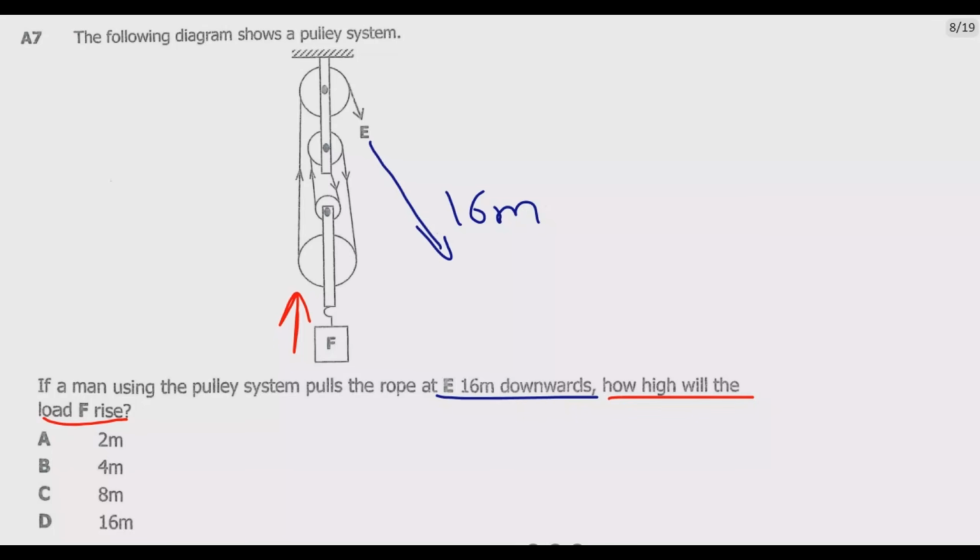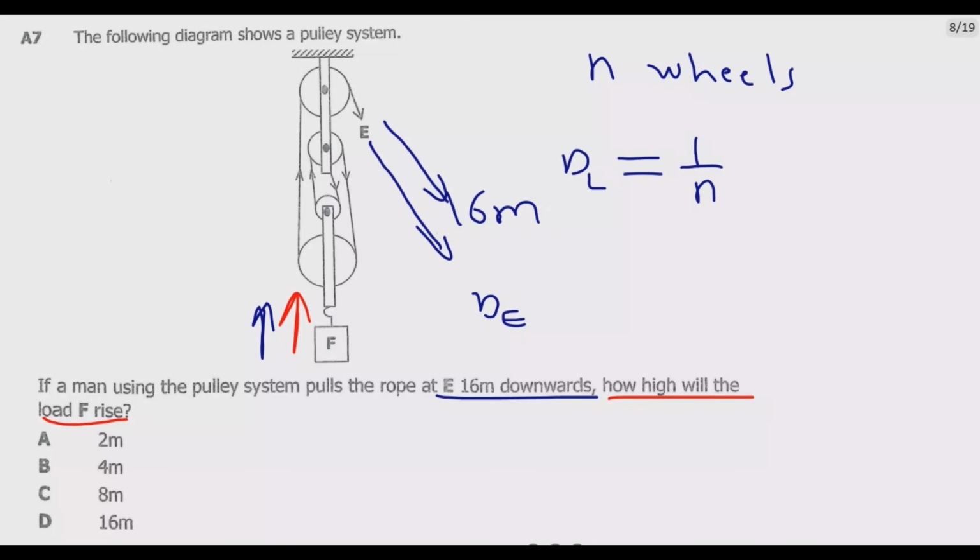To answer this question, we use the principle of the pulley system. If you have a pulley system with n wheels, where n is the number of wheels, when we pull this rope, we apply the effort by moving a given distance, which is E. To find the distance moved by the load, it is given by 1 over n multiplied by the distance moved by the effort. That is the principle that we use.